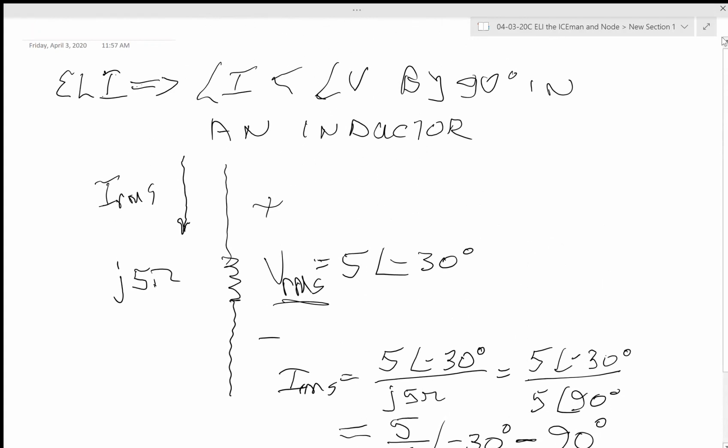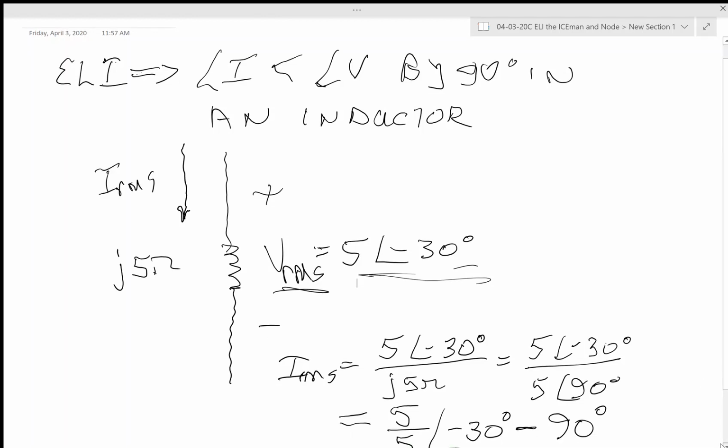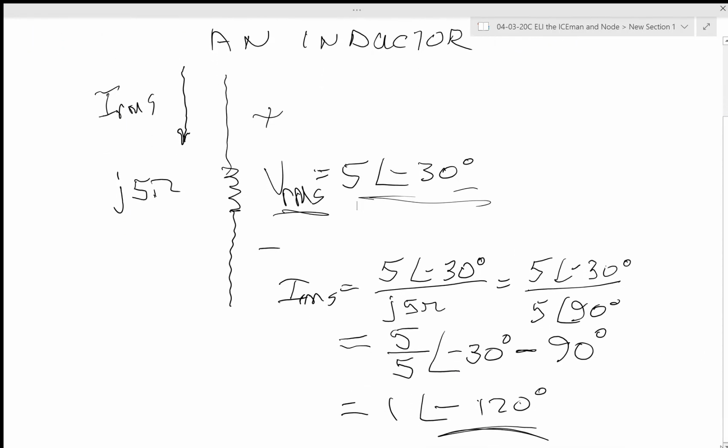Okay, so look at the angle of the current and come back up here and look at the angle of the voltage, which is minus 30 degrees. And you see that, sure enough, the angle of the current is minus 120. The angle of the voltage is minus 30. The angle of the current is 90 degrees less than the angle of the voltage, and that's exactly what you want to see in an inductor.